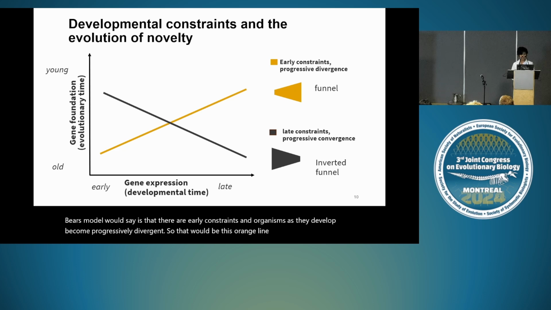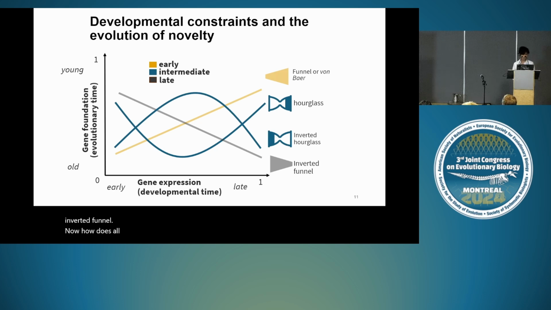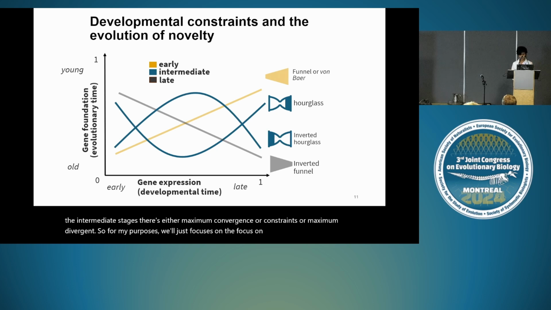And the opposite can also happen, where genes that are really old, that have emerged in ancient lineages, could be expressed much later in the development, whereas novel genes can keep appearing in the earlier stages of development, and that's what I'm calling the inverted funnel. Now, how does all this hourglass stuff fit in here? I'm just saying, let's say, somewhere in the intermediate stages, there's either maximum convergence or constraints or maximum divergence. So for my purposes, we'll just focus on the early and the late stages.